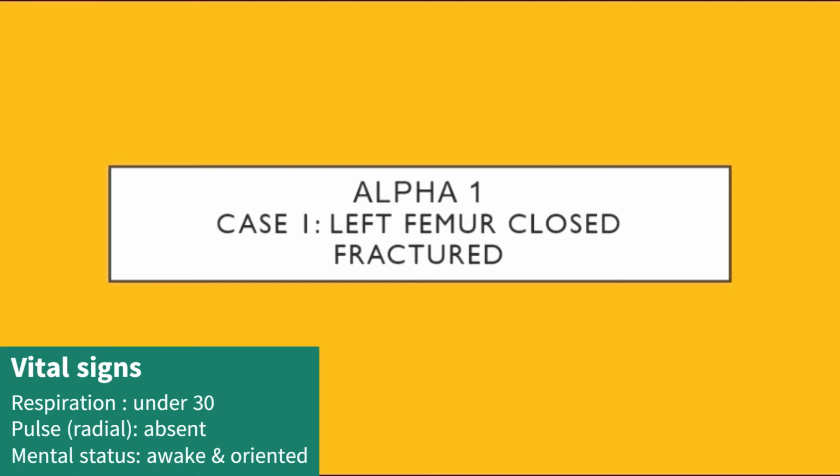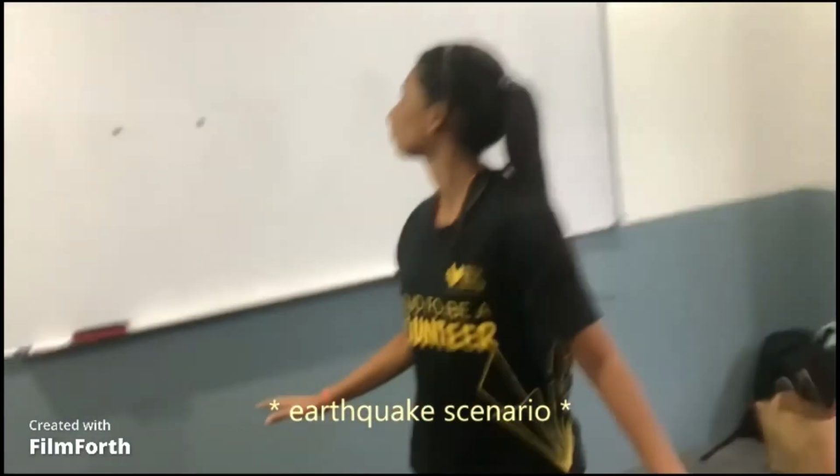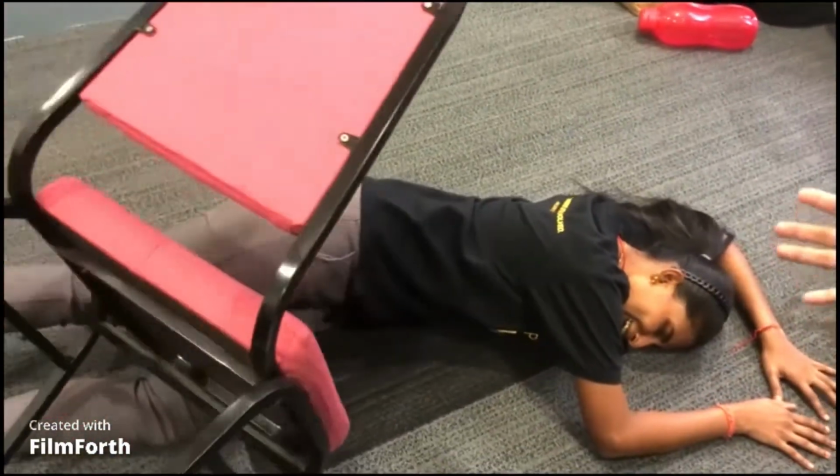Good day all, this is Alpha 1, Case 1, left femur closed fracture. Today I'll be showing you the procedures to aid and rescue someone who's injured in an earthquake, and the victim presents with a left femur closed fracture. As you can see, a young lady falls to the ground during an earthquake and accidentally hurts her left leg.